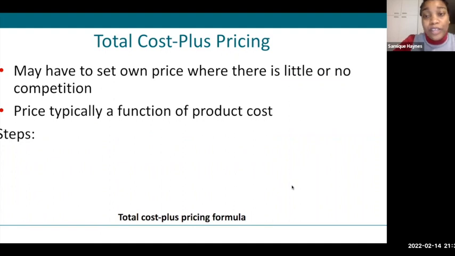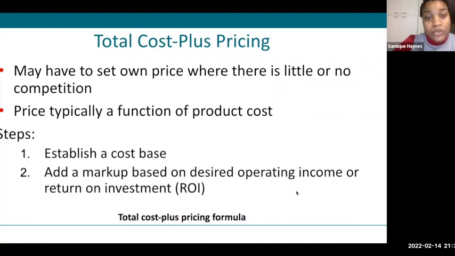So this is a situation where there's not a lot of competition and you are able to set your own price, okay? This price is usually based on your product cost, right? So if you find your product cost, which we learned how to find, you can now use that product cost and come up with how much you want to add to it, kind of like a markup, so that you can come up with a good price.